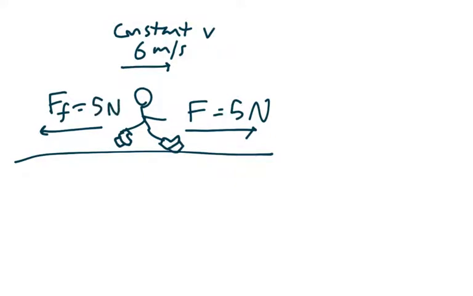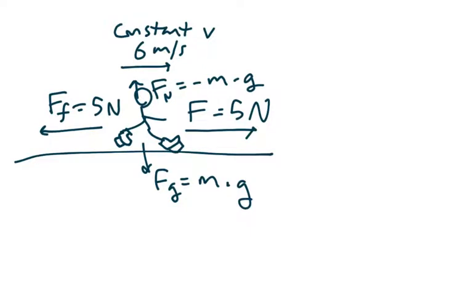By logic. This person is also being pulled down by gravity, with a gravitational force equal to the mass times gravity, and is being pushed up with a normal force that must be equal to the negative of the mass times gravitational acceleration. All right, so let's say that this person is 60 kilograms. Why do they have one arm? There we go, 60 kilograms. And I want to figure out the coefficient of kinetic friction.